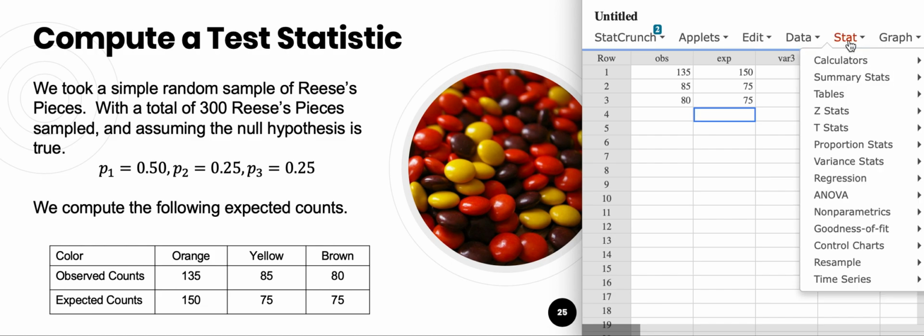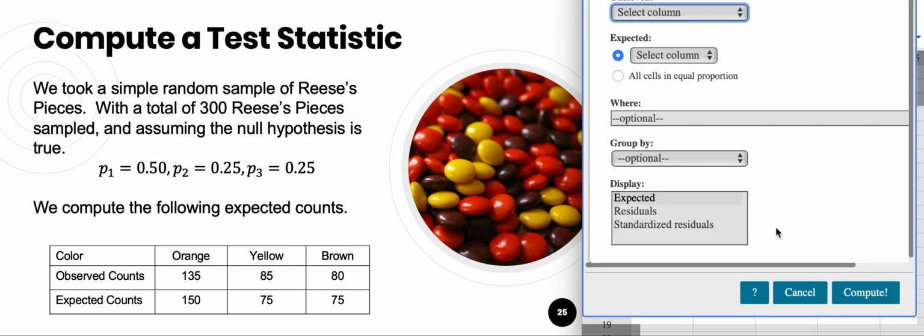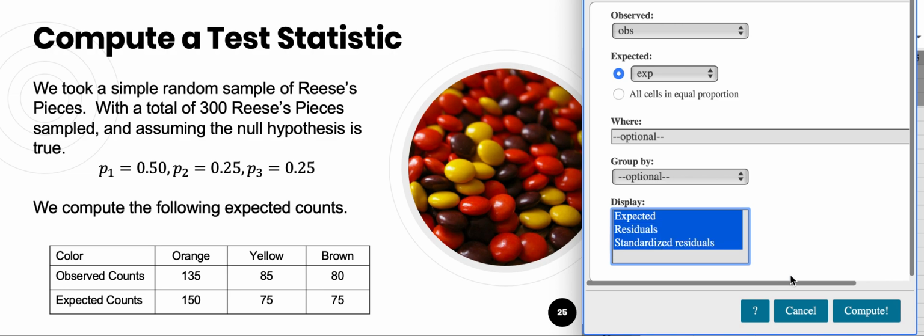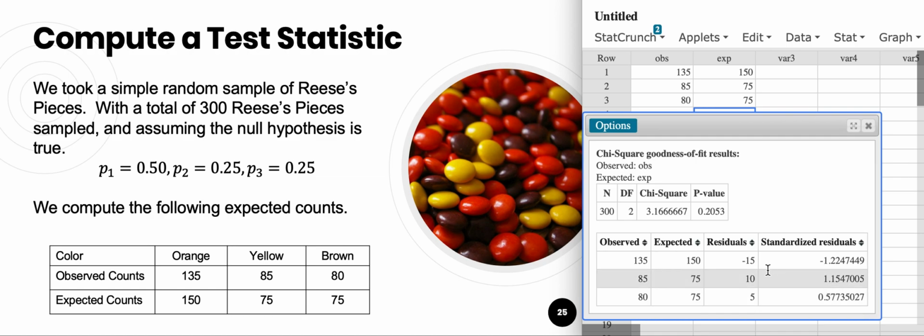So in StatCrunch, I'll select Stat, come down to Goodness of Fit Test, choose chi-square, and here I need to put in the observed values, and then the expected values were in the expected values column, and I'll display the expected, and I'll even highlight some of these other values just to show you what they are. Press compute, and so here I have the expected values that I entered, but I also have residuals, how far away each was, and whether it was less than or greater than what was expected. And then the standardized values.